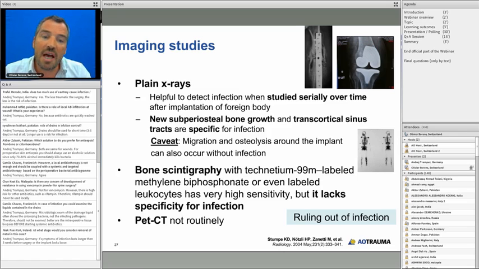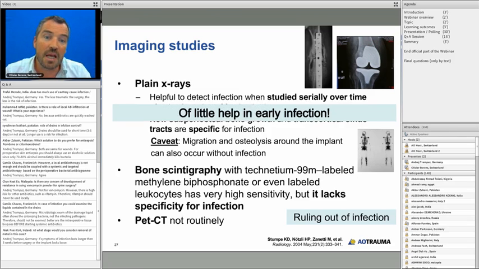Scintigraphy, whether it's only with technetium labeled or made with multileukocytes, has a very high sensitivity, but unfortunately the specificity is low, and it's exactly the same for PET-CT. So if they are negative, it is very good to rule out the infection. If they are positive, unfortunately, we cannot be sure that there's really an infection present. Especially in early infection, imaging studies are normally not extremely helpful to make the diagnosis, because we're just going to see some reaction, but we cannot be sure that there is really an infection going on.